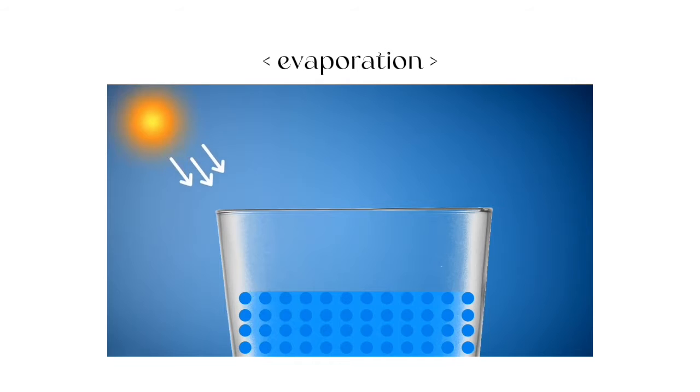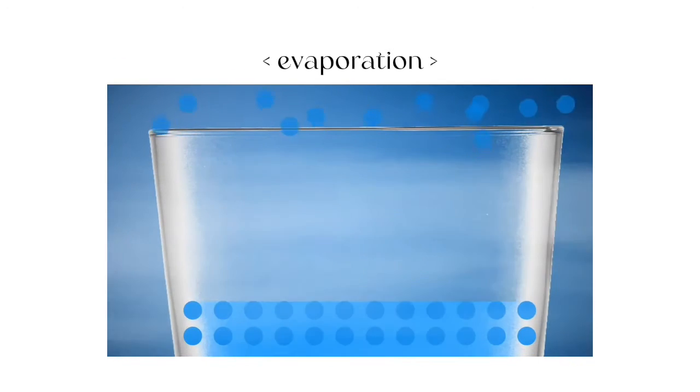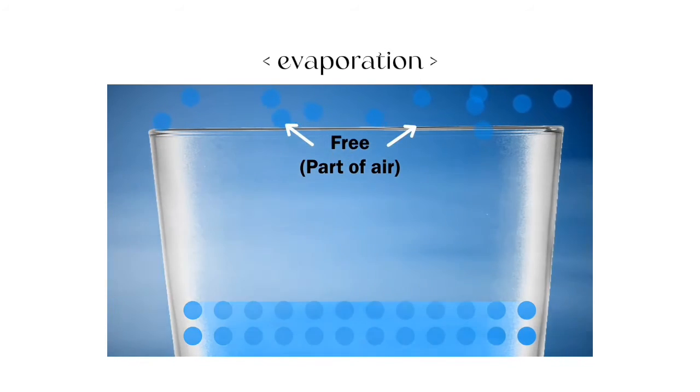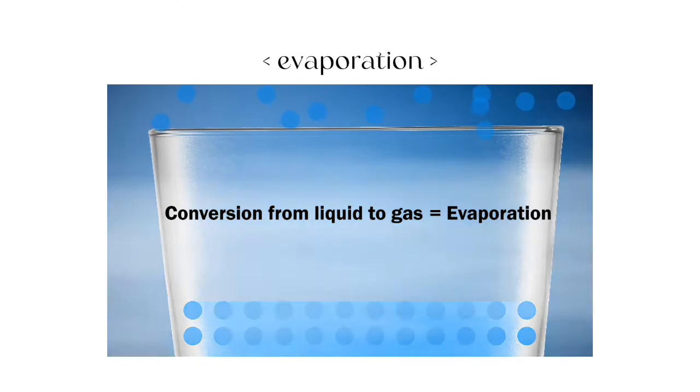After gaining sufficient energy, these surface molecules sometimes detach from surface and become free. Sometimes, collision of air particles detach them from surface. As they detach, they become free and become part of air. Such way of conversion from liquid to gas is called evaporation.